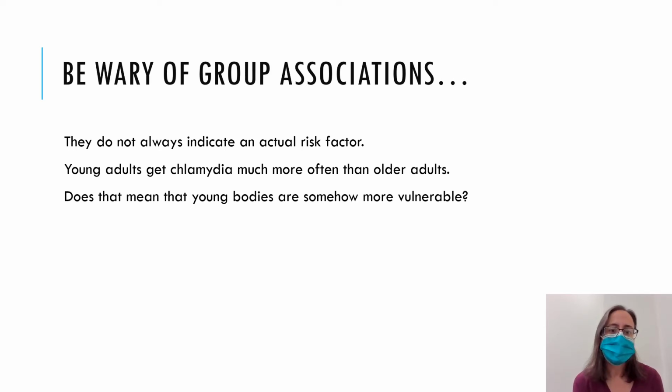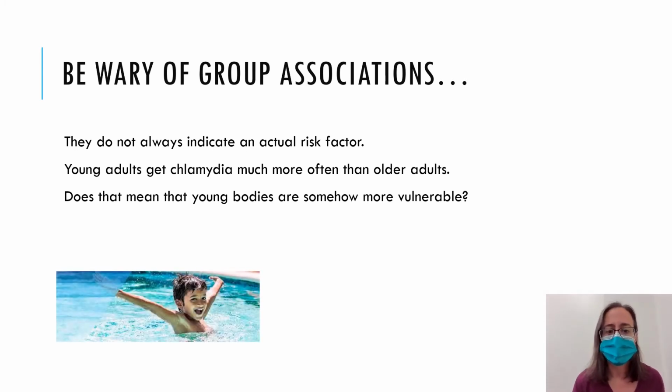So group associations can give us an idea of what might be the culprit, but we have to be careful, right? They don't always indicate a true risk factor. There can sometimes be what's called confounding variables. For example, you saw earlier that young adults get chlamydia much more often than older adults. But does that mean that young bodies are somehow more vulnerable, or that older people have developed immunity to chlamydia? Actually, no, neither of those things are true. It has to do with how many unprotected sexual partners you're having, right? So there are other variables involved.